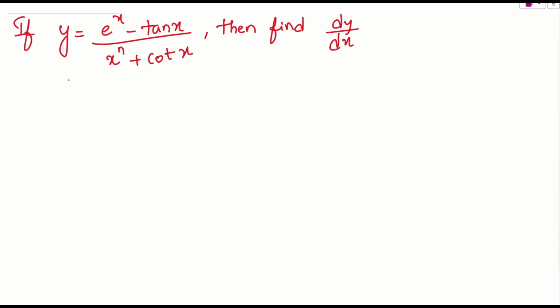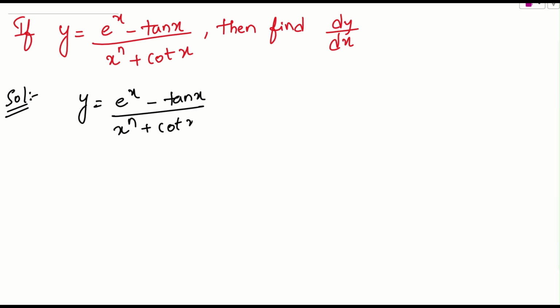Yeah, what was the question given here? y = (e^x - tan x)/(x^n + cot x). We need to find dy/dx, right? So let us see how to find this one. What is given? y is nothing but (e^x - tan x) divided by (x^n + cot x), right?